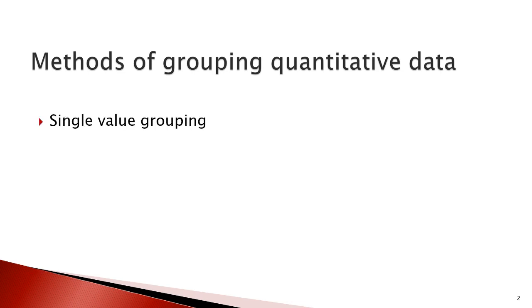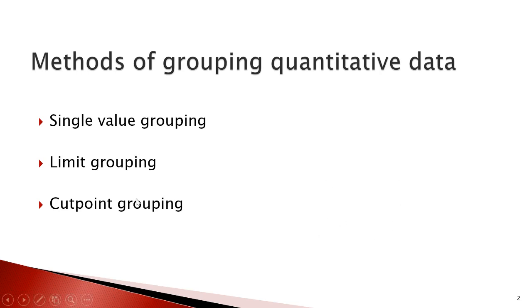The first method is single value grouping. The second method is limit grouping. The third one is cutpoint grouping. These three are the most common methods that we use to group quantitative data. Let's go one by one.